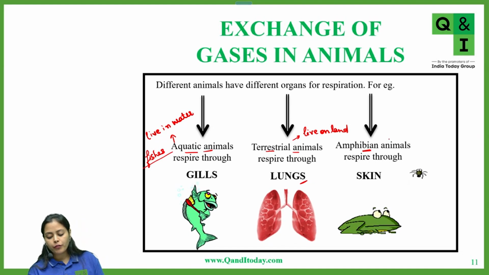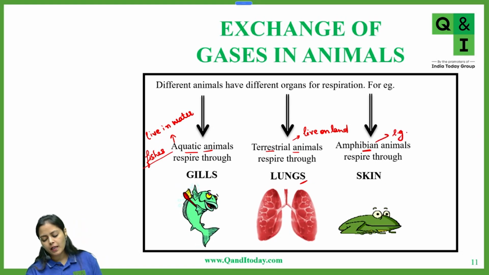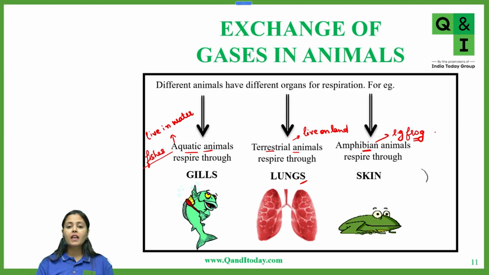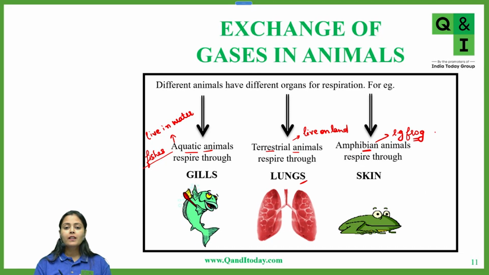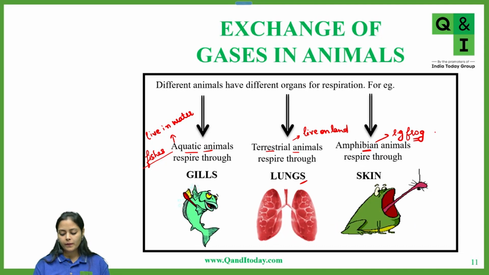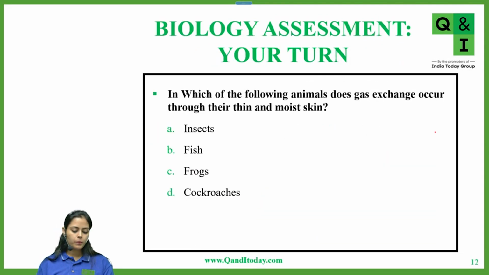And you have amphibians. Amphibians, for example, frogs. Amphibians can also respire through their moist skin. So these are different modes or different organs of breathing which are present in different animals. Now let's solve this question, everyone.